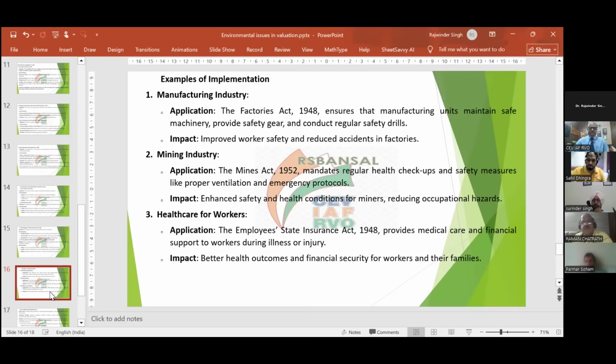Then healthcare for workers. For them, the act which is applied is the Employees State Insurance (ESI) Act 1948, which provides medical care and financial support to the workers during illness or injury. It resulted in better health outcomes and financial security for the workers and their families.